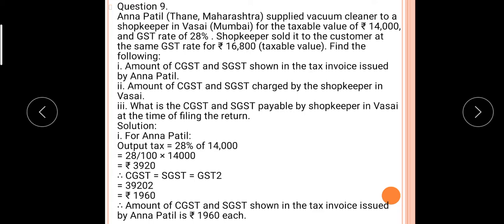Very simple. For Anna Patil, output tax is 28% of 14,000, because it is sale at 14,000. Here the input tax is not given. So whatever output tax is there, that is divided by 2, that is your CGST and SGST. So output tax is 28% of 14,000, that is 3,920. So CGST and SGST is GST divided by 2, so it is 1,960. This is for the tax invoice issued by Anna Patil.